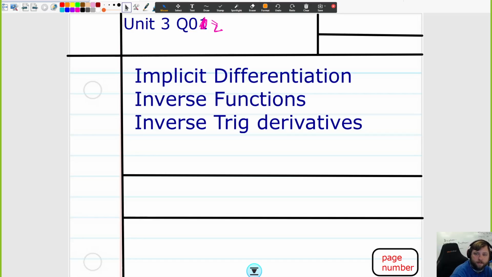Welcome to Calculus. This is Unit 3, quiz 2 material, which is implicit differentiation, inverse functions, and inverse trig derivatives. We're probably going to do the first two today, and we'll have another video for the rest later.